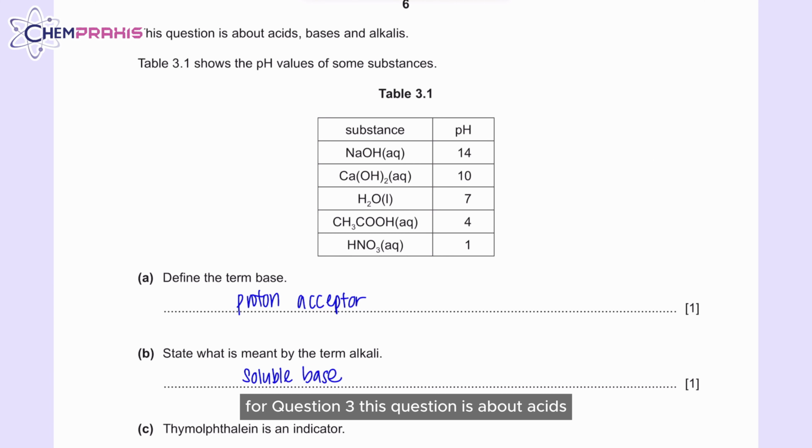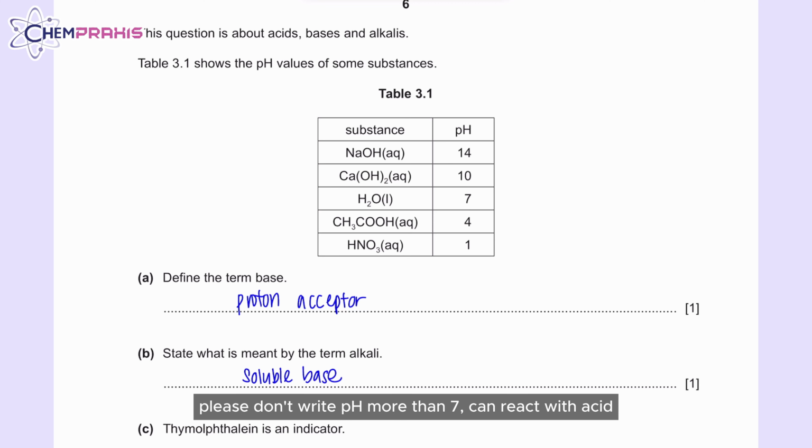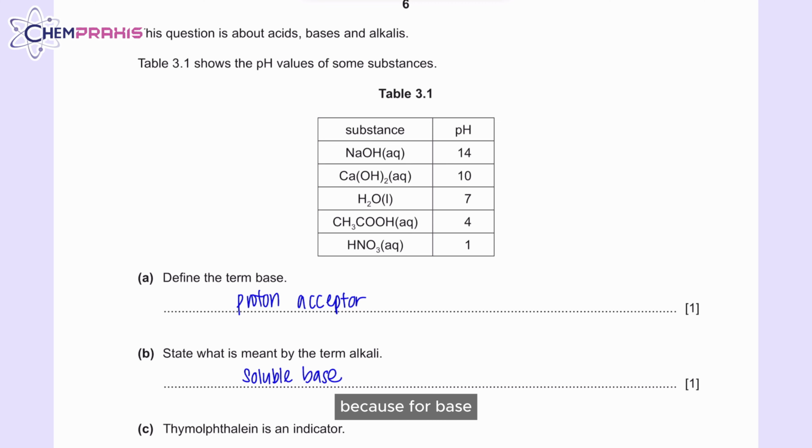For question 3, this question is about acids, bases, and alkalis. Table 3.1 shows the pH values of some substances. We have sodium hydroxide, which is pH 14, calcium hydroxide, which is pH 10, water, neutral, ethanoic acid, pH 4, and nitric acid, pH 1. To define the term base, you need to write proton acceptor. Please don't write pH more than 7, can react with acid, because for a base, the correct definition should be proton acceptor.